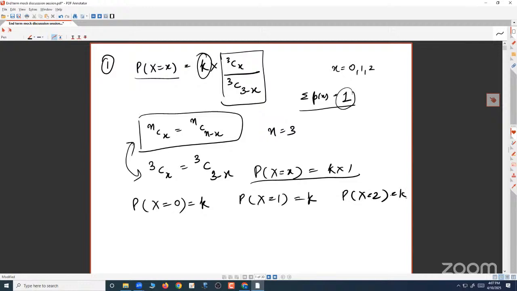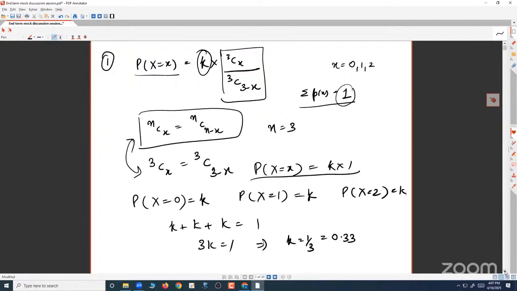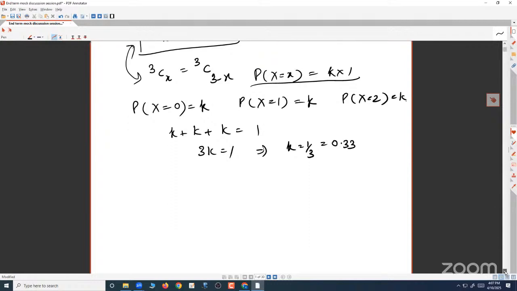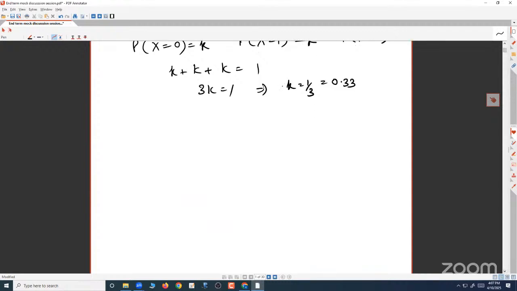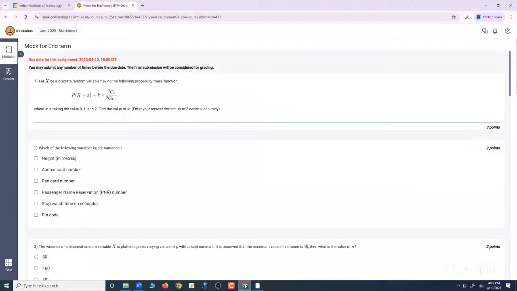Now I will sum it up. So this would be k plus k plus k, which is 1. That means 3k equals 1. Correct? k equals 1 by 3, which is 0.33. Thank you. Fine? So this thing is clear? The first question is clear to everyone? Yes, ma'am. Now let's move to the second question.